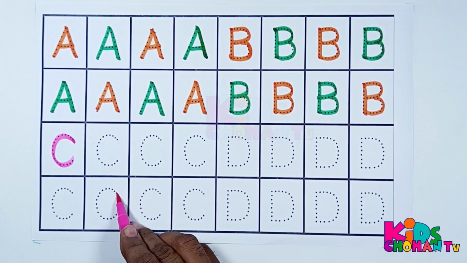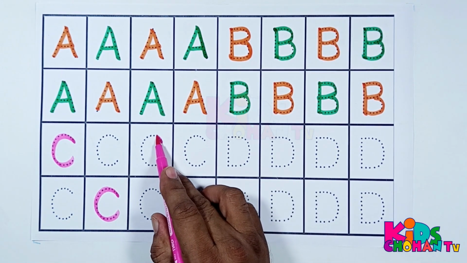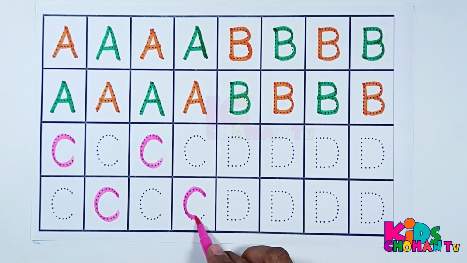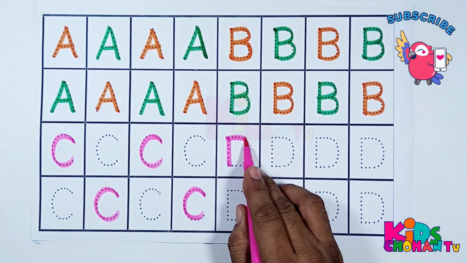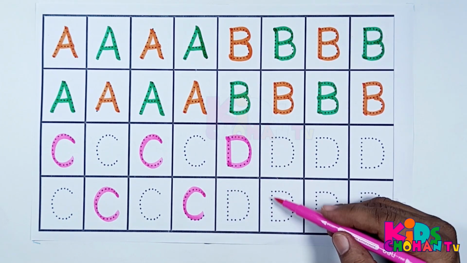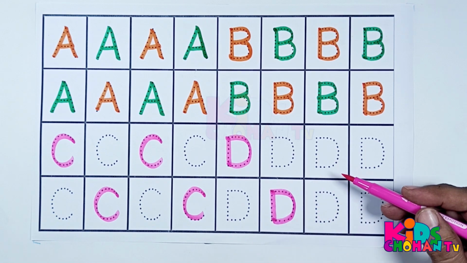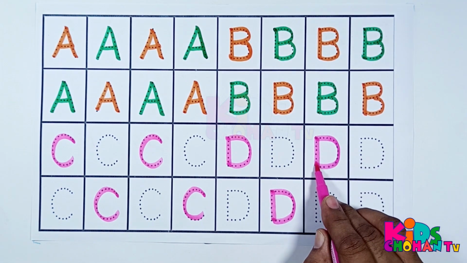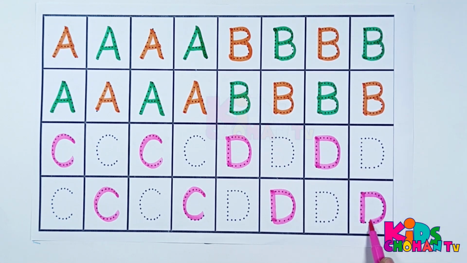C for cat. C for car. D for dinosaur. D for dolphin.